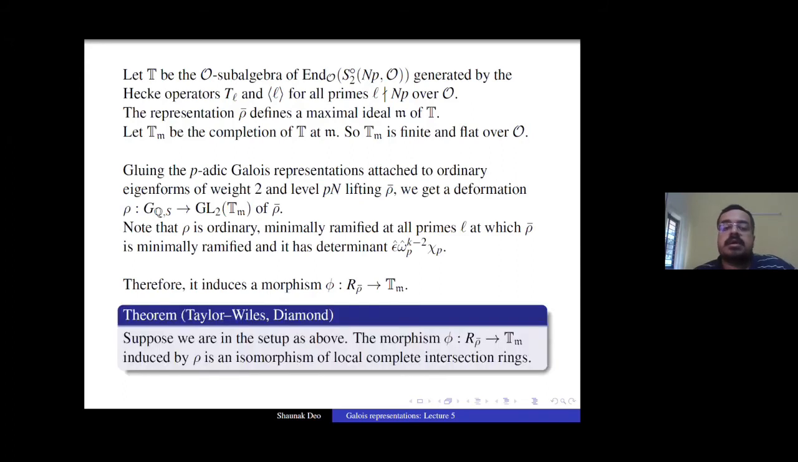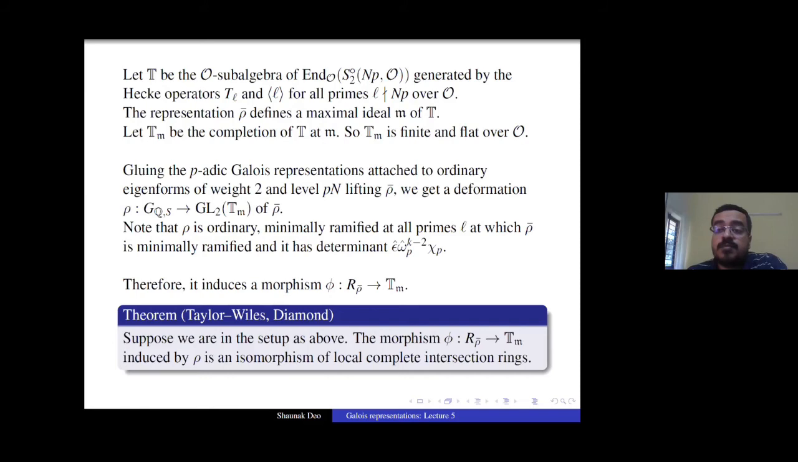And the theorem of Taylor, Wiles, and Diamond says that if we are in the setup as above, this morphism is an isomorphism of local complete intersection rings. Because T_M is finite and flat over O, it has Krull dimension 1. So these are small rings. Like in Mazur's work, we saw rings of dimension 2, and here we are seeing smaller rings of dimension 1. Taylor and Wiles proved this under slightly weaker hypotheses than the stronger ones we are putting here, but I don't want to recall them here.